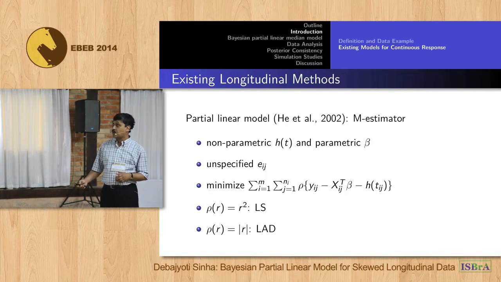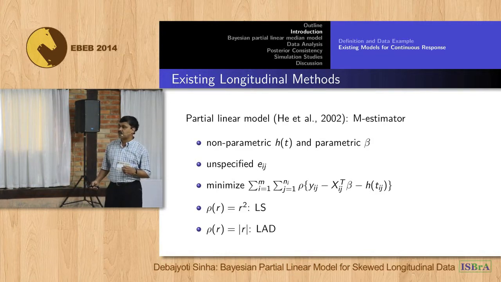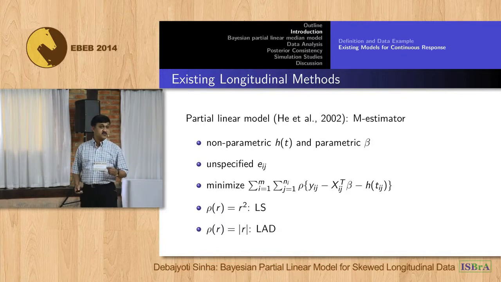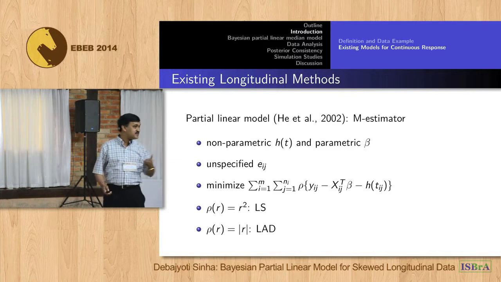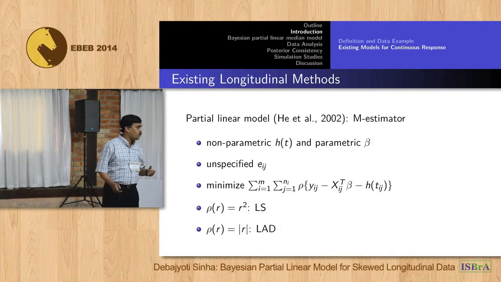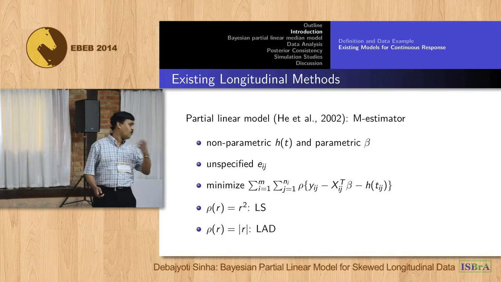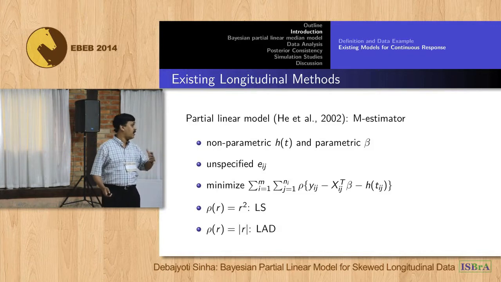There's a paper on an M estimator method by Hay et al. in JASA 2002. They deal with a partial linear model, with a non-parametric function of time and a parametric beta, and they have an unspecified ERG. The basic idea is that you look at an objective function, where rho is a function. If you take rho equal to r squared, you have a least squares style. If you take rho equal to absolute value, it is least absolute deviations. But even there, there's no real likelihood. It's a robust method, so you can't do predictions and other things, but they can deal with non-parametric HD. And when you lose predictions, you also lose in terms of precision. We'll show later how much you lose with this kind of method compared to a full likelihood-based procedure.